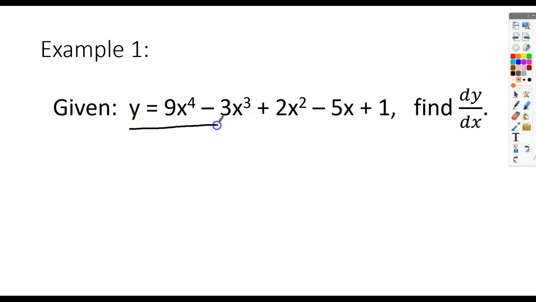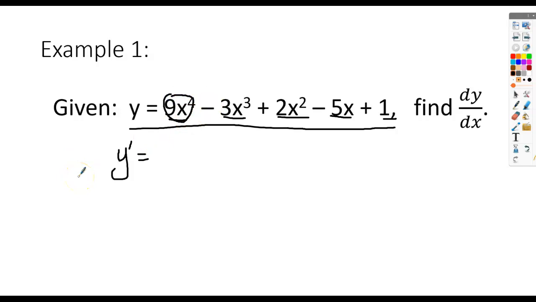So for instance, suppose I have this function here, y equals this crazy thing. Well, it's really just a bunch of little miniature power functions put together, right? So what we're going to do to find our derivative is find the derivative of each piece separately. So let's start off with this one. What's the derivative of 9x to the 4th? I'd multiply the 4 to the front, I would get 36, and then I would take 1 away from the power and get 3.